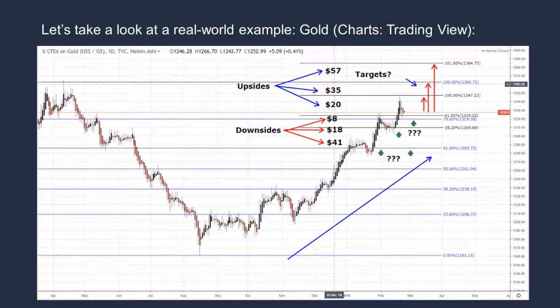So here's a real world example on gold, and it shows you really how I've gone about creating these up and down sides. I've used the Fibonacci lines. I'm bullish on gold. I've created targets. I've created exit areas if I'm wrong. I then look at the numbers and work out whether the trade is worth doing or not.